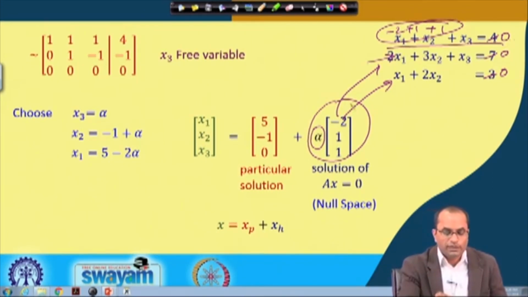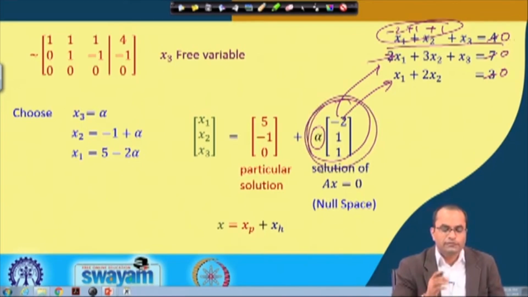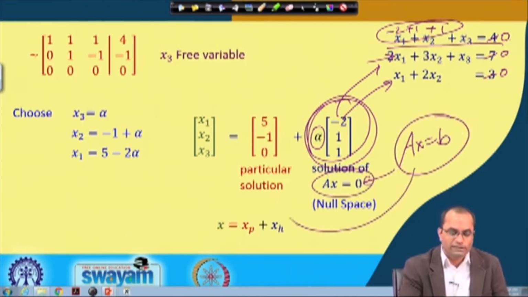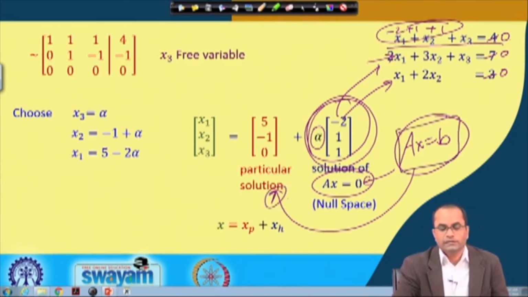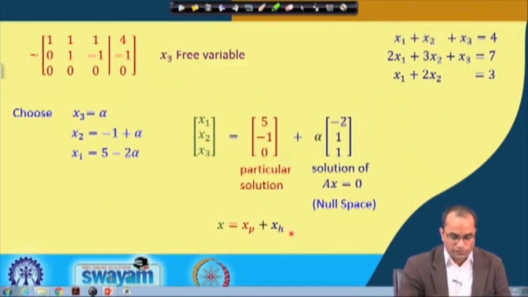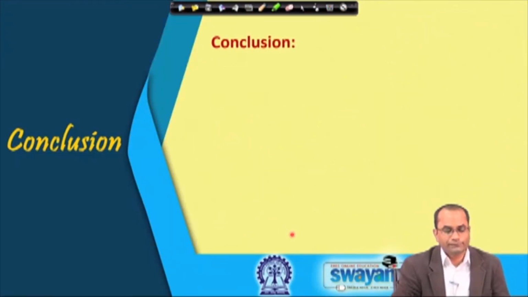So, this part is exactly the solution of Ax equal to 0 corresponding to this Ax equal to b equation. So, this part here corresponds to Ax equal to 0, and this is one particular solution which exactly satisfies the Ax equal to b equation. More on this we will continue in our next lecture.